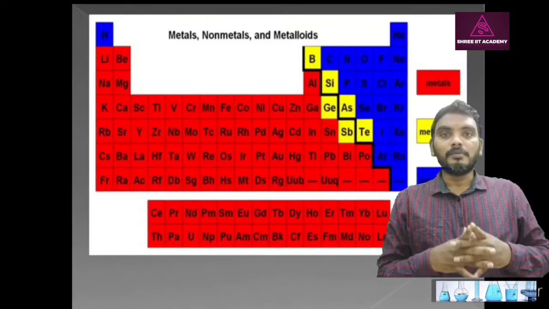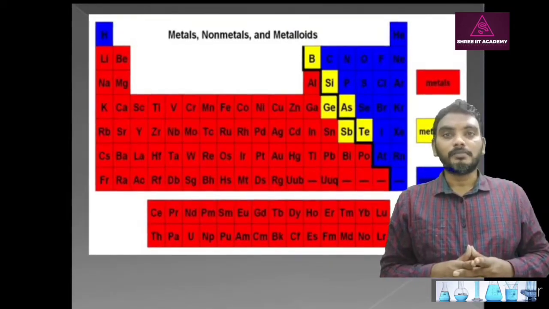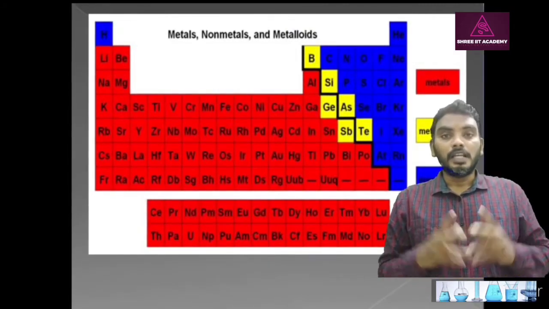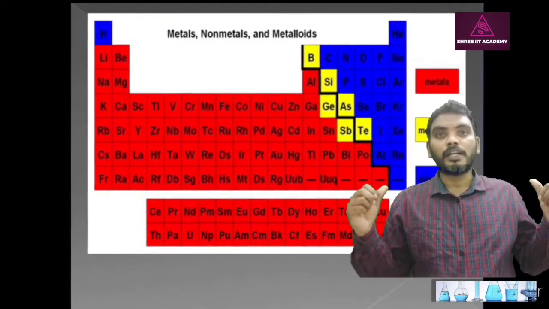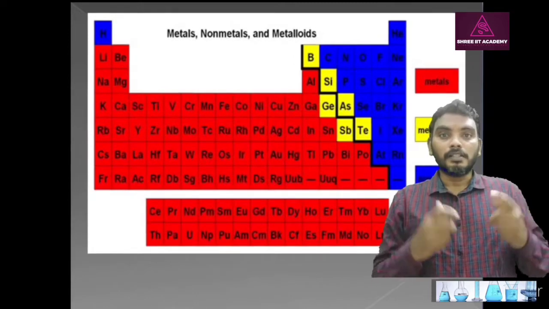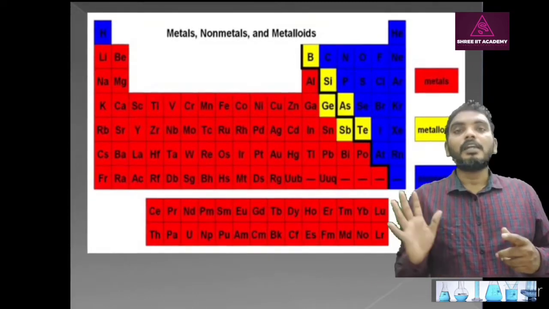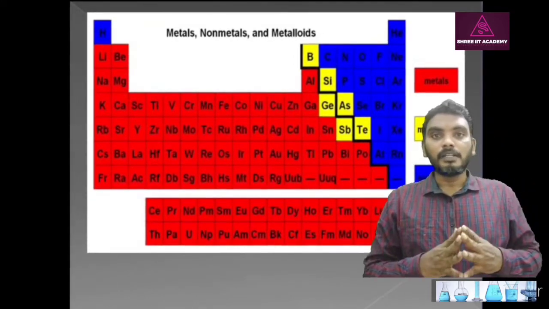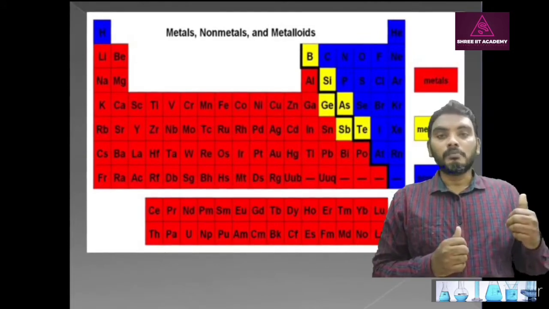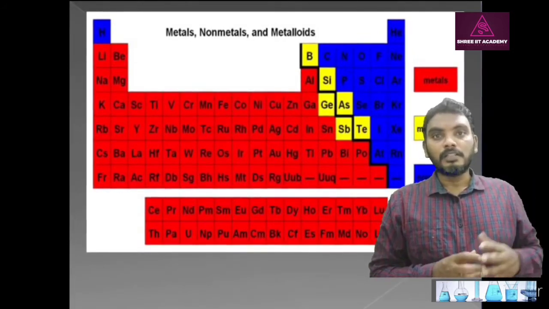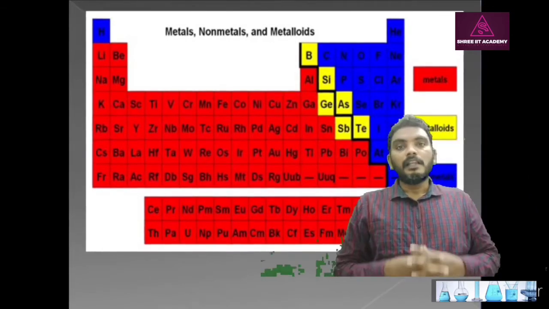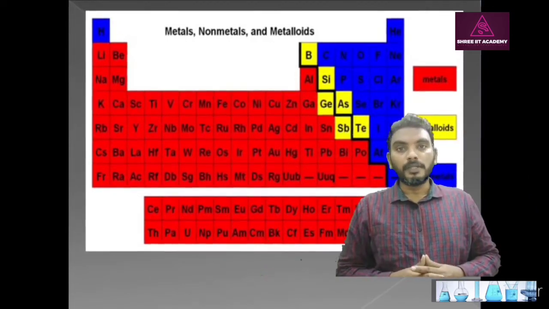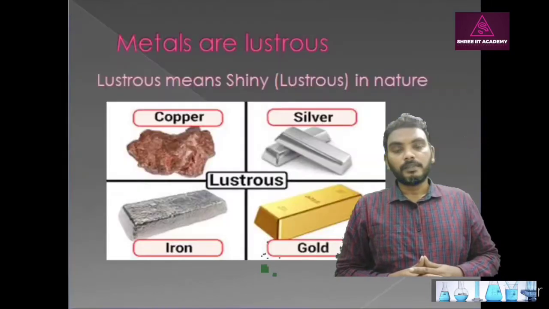First of all, let us see the properties of the metals and non-metals. Before we go to that, this periodic table can be divided into three colors: red, blue, and yellow. The red color represents the metals, the blue color represents the non-metals, and yellow represents the metalloids. Let us see the properties of the metals and non-metals.